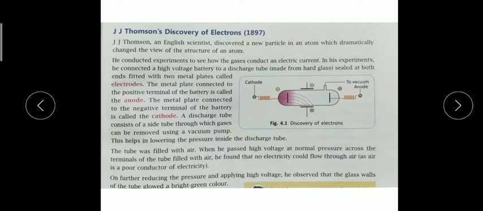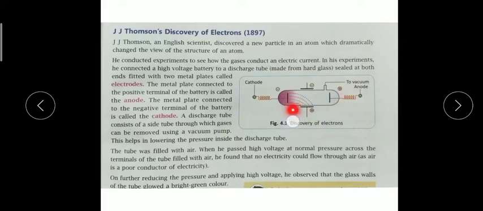So he connected a high voltage battery. You can see the charges, plus and minus, and the electrodes here. This is the glass discharge tube, made up of hard glass. He connected a high voltage battery to this glass discharge tube, and he completely sealed both the ends by placing or fitting two metal plates.